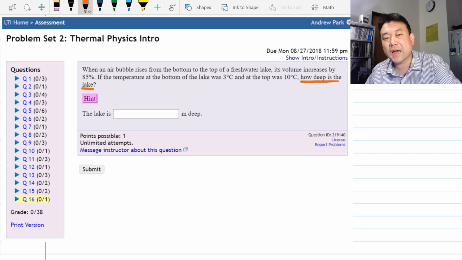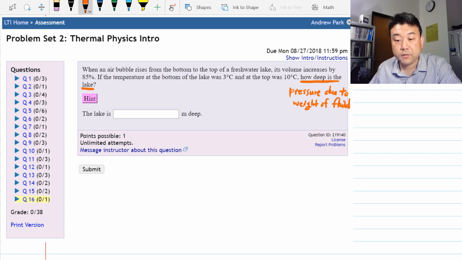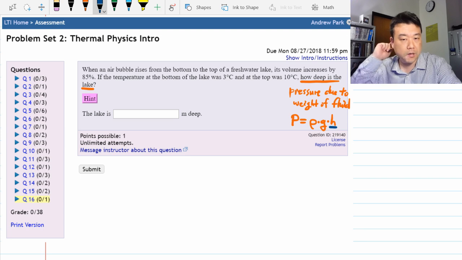This is where you have to remember back to what you learned way back in Physics 4A. Something about pressure due to the weight of a fluid, and there was this formula: pressure is equal to the density of the fluid times gravitational acceleration times the height. Oh, this is why height is coming in. So that had to be in the back of your mind, and you had to remember that.